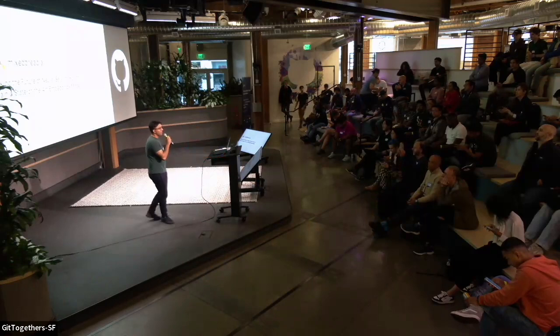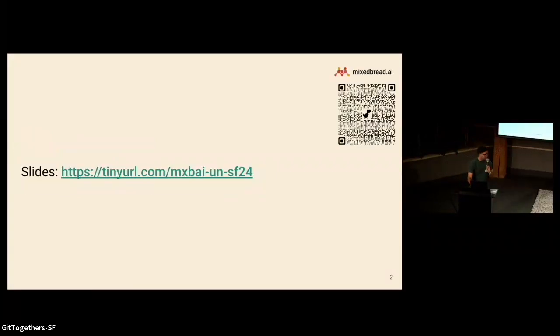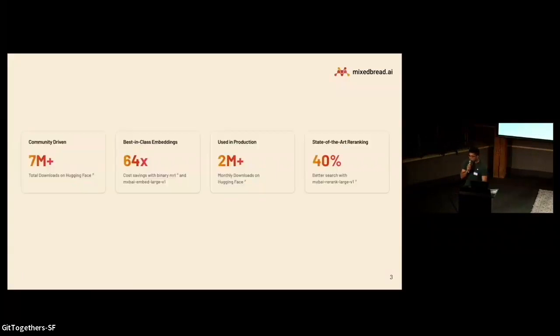Okay, cool. The title of the talk today is Baking the Future of Neural Search: How to Train a State-of-the-Art Embedding Model. Before I jump in, you can find the slides here, so you don't need to take pictures during the presentation and you can listen. Shortly about Mixedbread: we've been around for 8 months. We are building embedding models and re-ranking models specialized on search. So far we have over 7 million downloads. We also help reduce the costs of storing embeddings by up to 64 times, and people are using us in production.